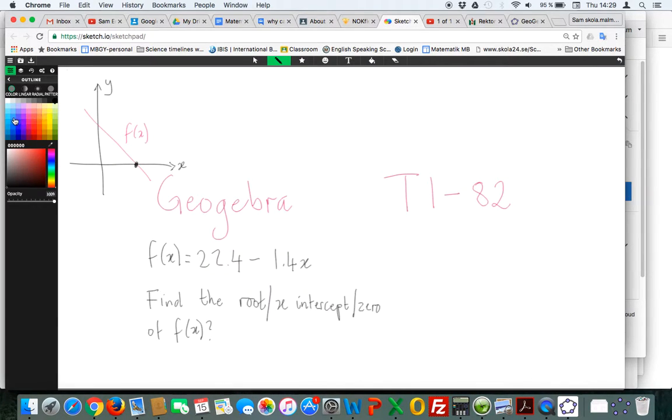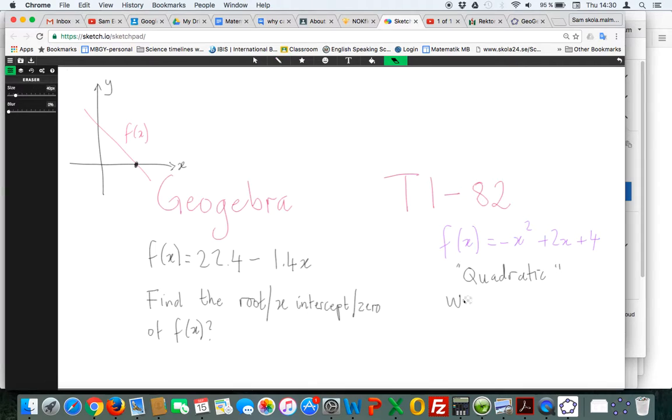Now, in this next part, I'm going to use my TI-82 to study the following function. f of x equals minus x squared plus 2x plus 4. Now, a function which has an x squared in it as the highest term is called a quadratic, and we'll be studying those more later. So find the roots of f of x.